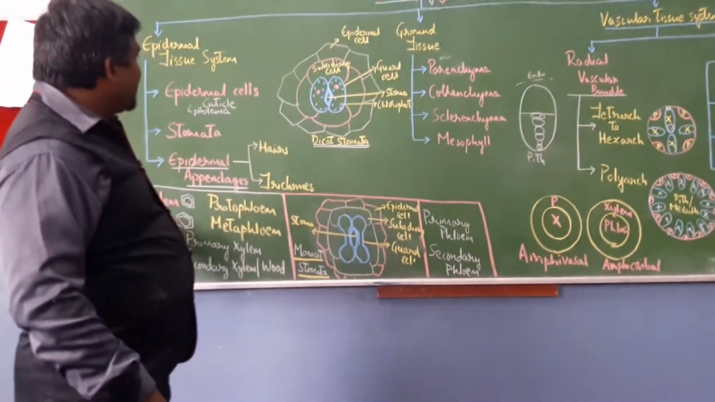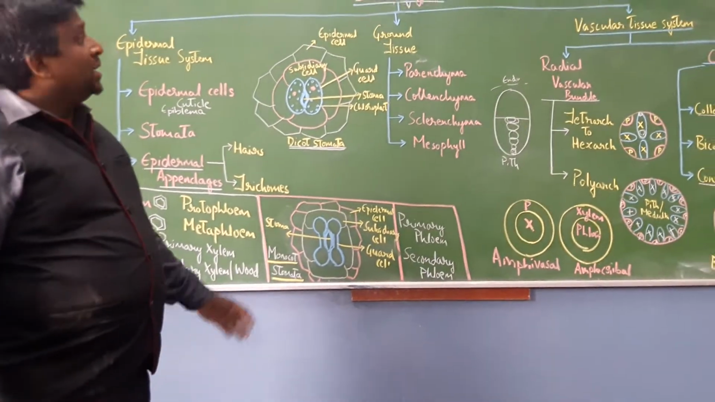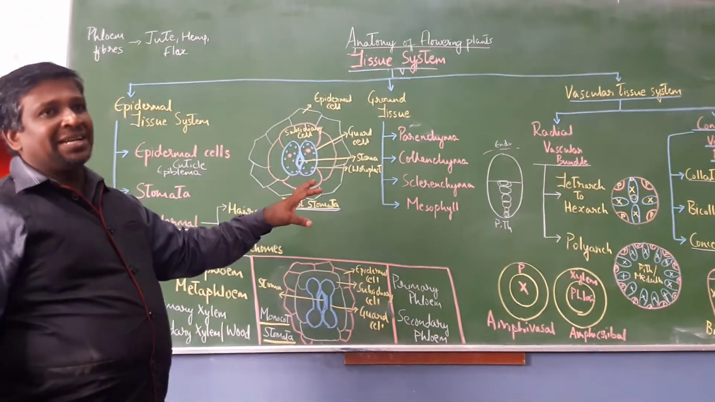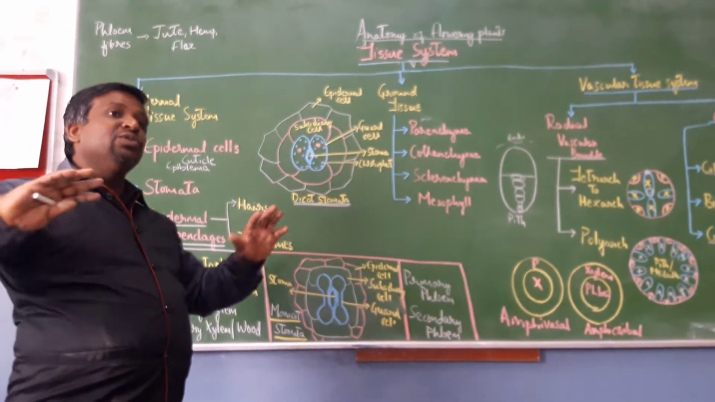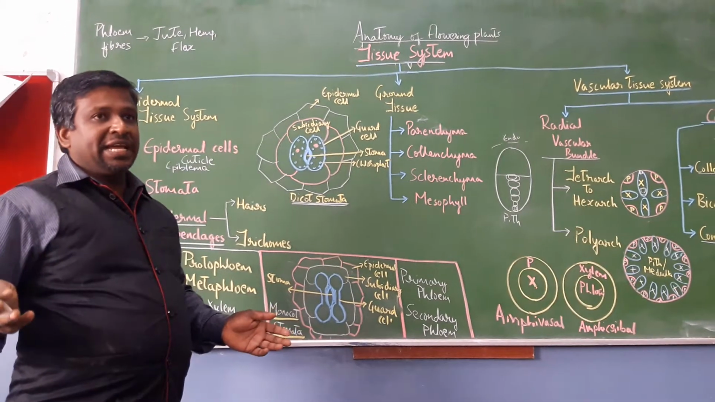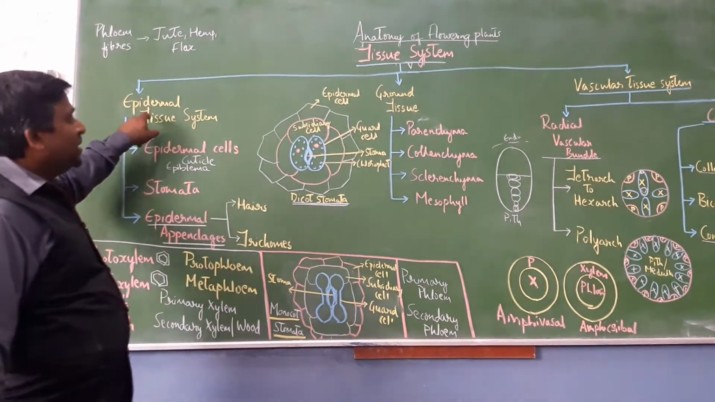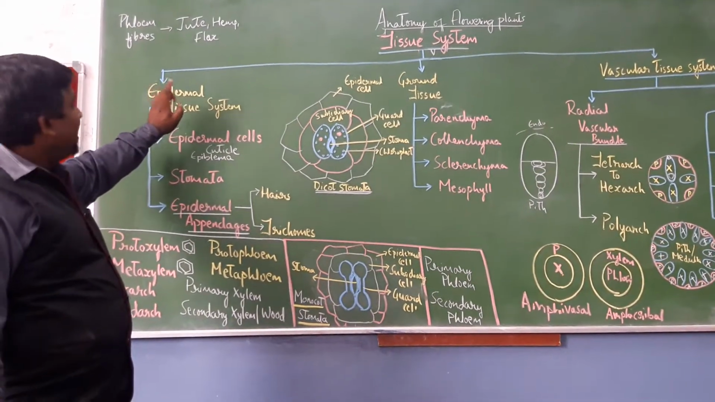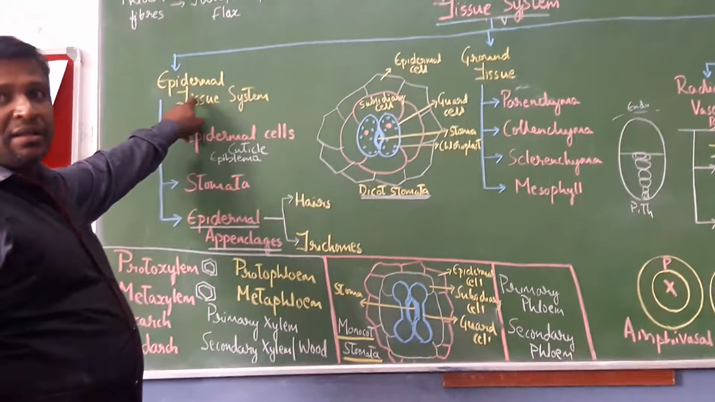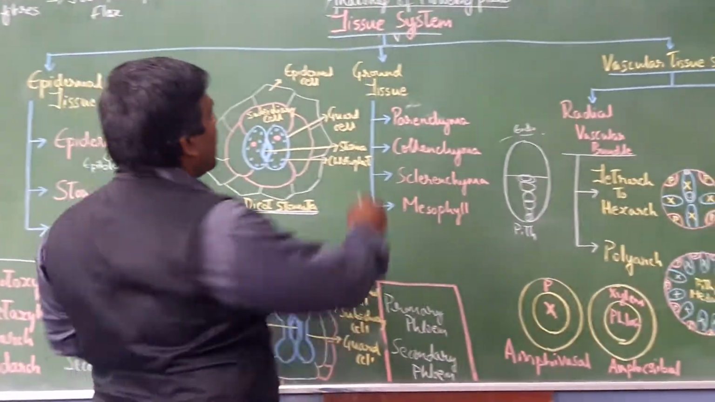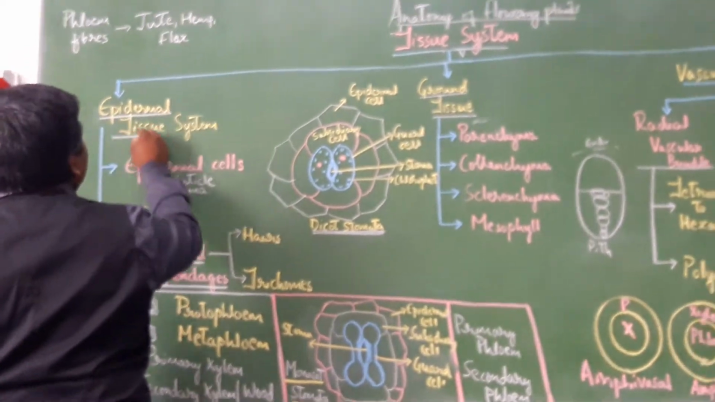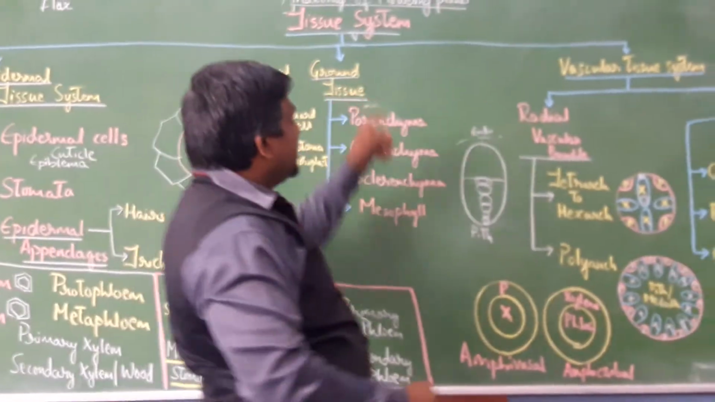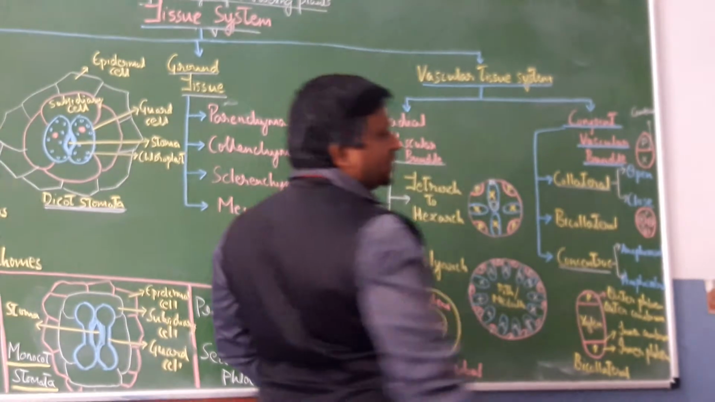Okay. So these are things that you have to remember about. Now, the tissue system in plants, apart from the tissues that I discussed. Tissue system we are discussing about. We have three types of tissue system: the epidermal tissue system, then the ground tissue system, and the vascular tissue system, which we have to study in detail.